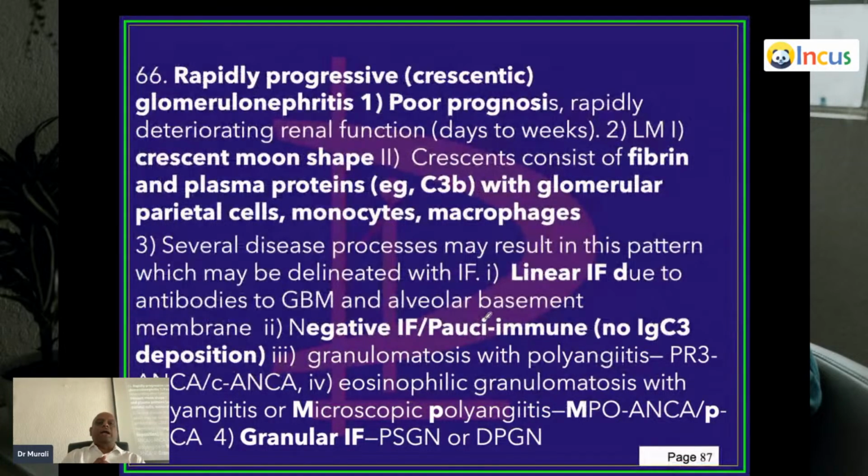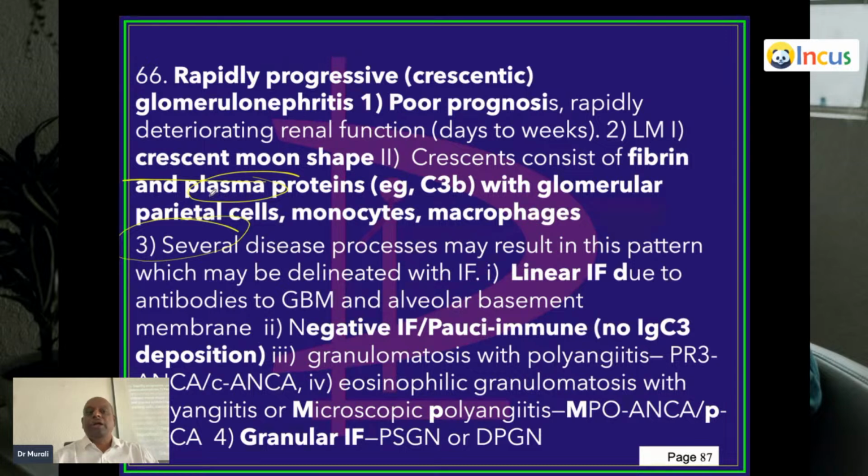Now let us quickly talk about RPGN. Number one, RPGN has a poor prognosis because it is rapidly deteriorating within days to weeks. Then on light microscopy, what do you see? Crescents are being found. So crescents, what do they contain? Fibrin, plasma protein, that is complement C3b, with proliferating glomerular parietal cells, monocytes, macrophages which infiltrated. All this together, what became? Crescent.